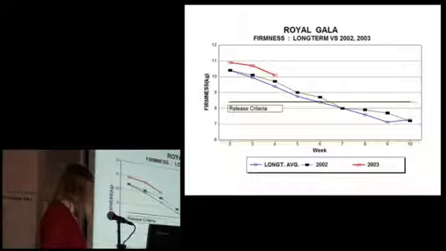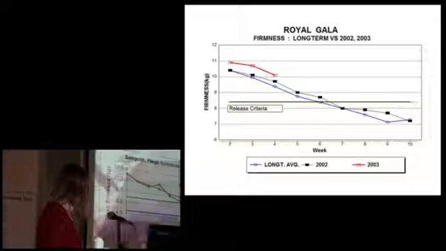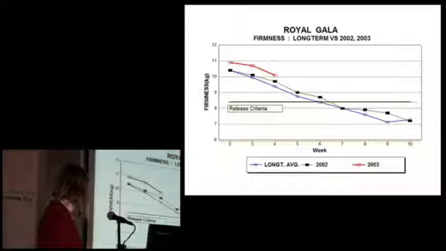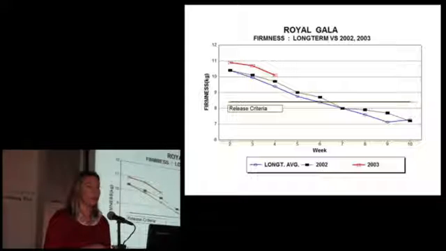Then this is just the same, just for firmness. And here you look at the long-term average over there. And in 2002 and 2003, one can see with the firmness that it's slightly firmer. So again, it's important to look at the whole picture, not only firmness, not only starch, but look at the whole picture to get an idea.